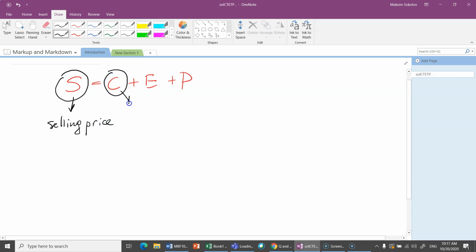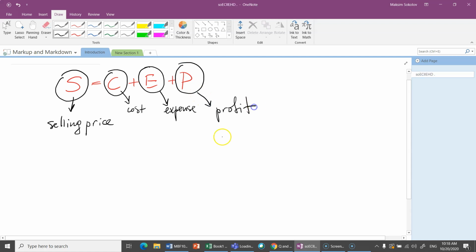C is cost. E is expense. And P is profit. Cost is how much money you spend for the product that you intend to use to produce other products, or maybe you're reselling those products, so that's the cost, how much you yourself spend for the raw materials or for the product itself.